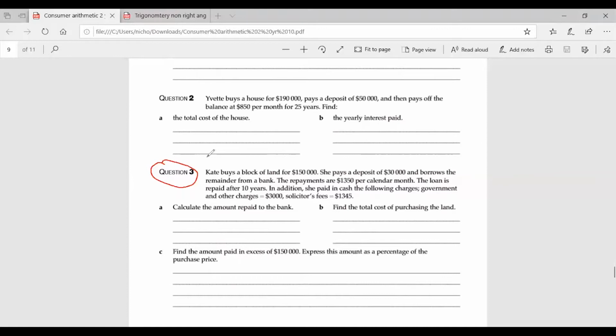150,000. Yeah, you're on the right track. Minus 30,000. 1,350, and then what? I don't know. All right, let's have a think about it. So calculate the amount that she's repaid to the bank. Have a reread through the question, think about it, and try and figure it out.